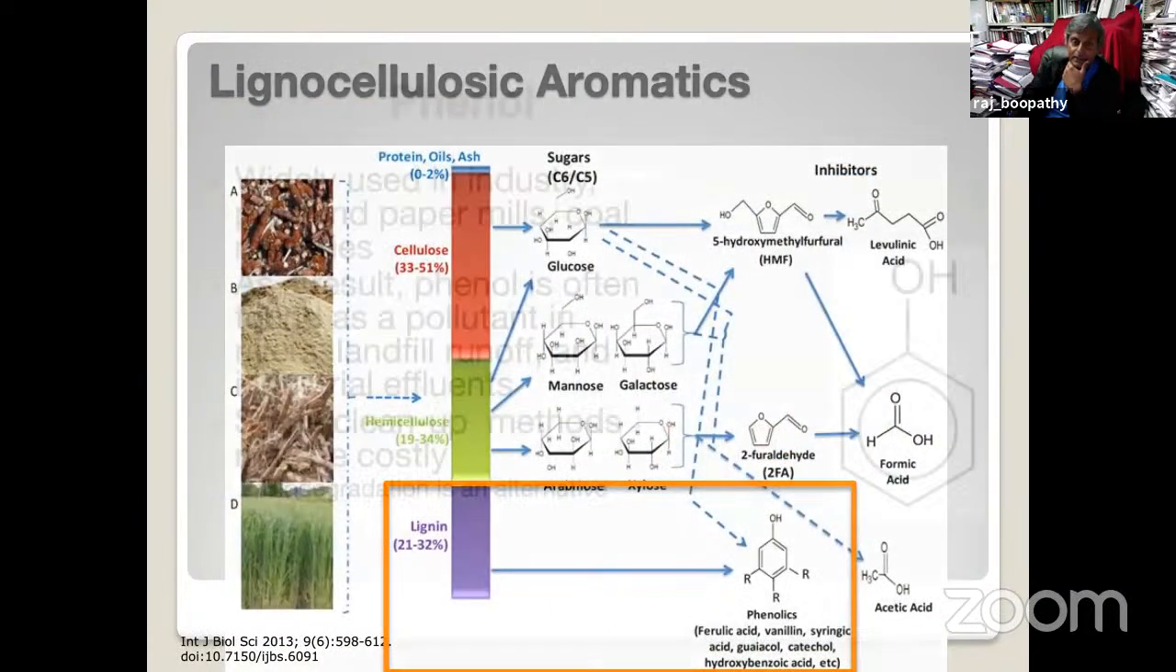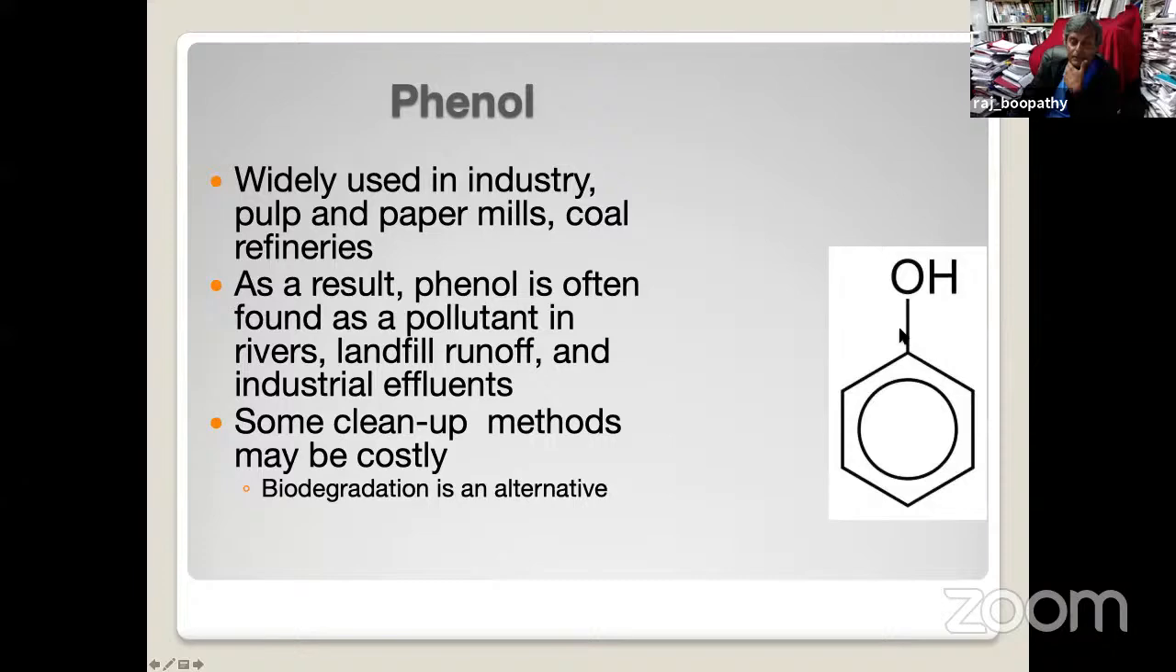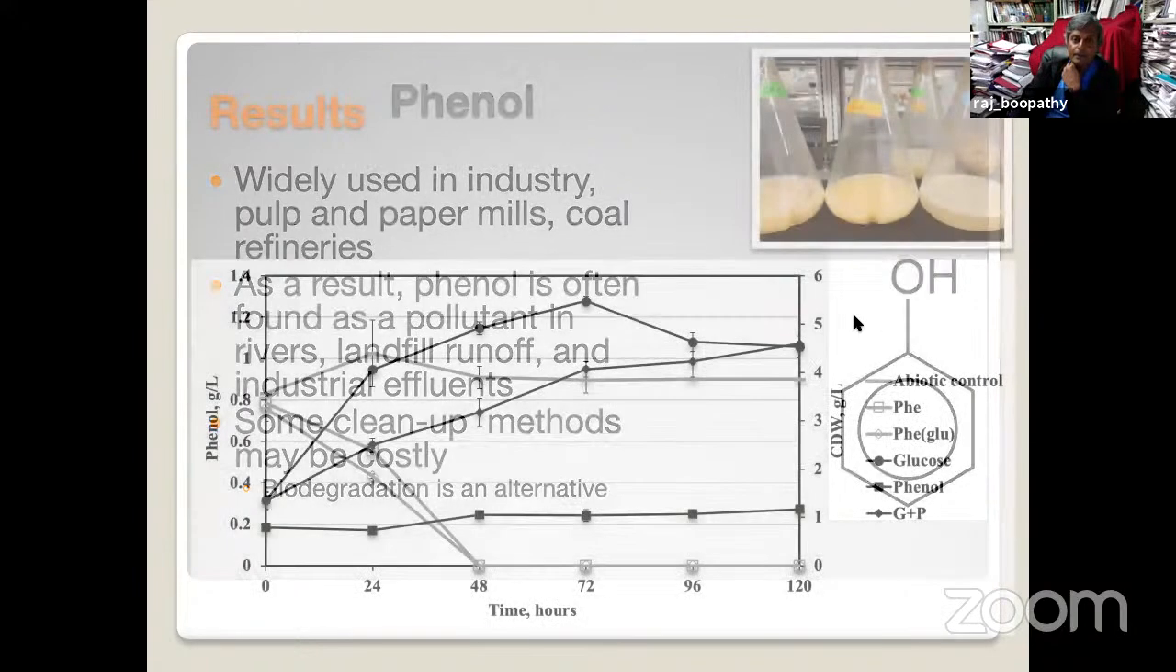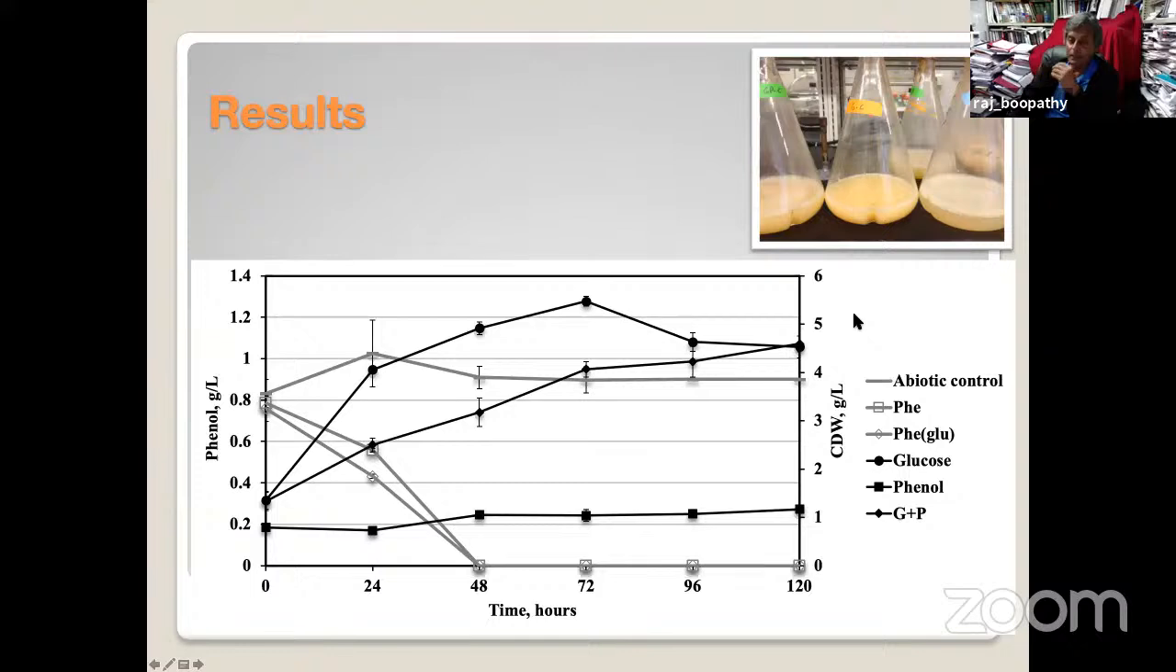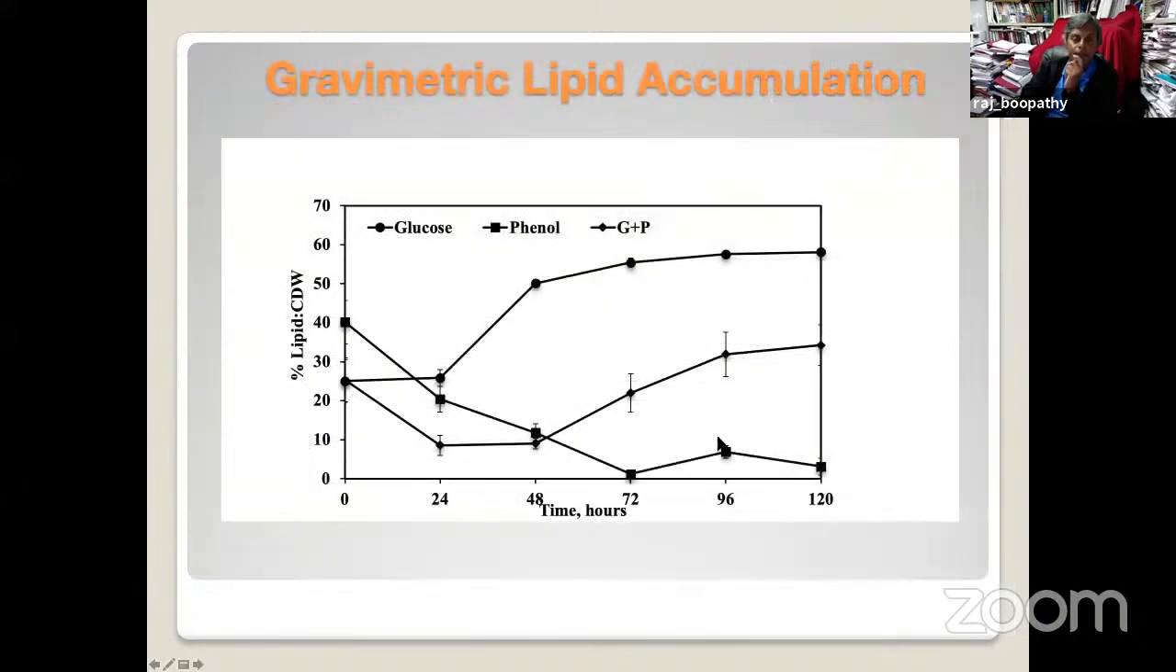So let's look at some of the phenolic compounds. When you look at phenols, a lot of different phenolic compounds come out. We are showing that phenol could be used by this organism to produce microbial lipid, but it needs a little glucose at the beginning. You combine with glucose, it does better, glucose plus phenol. Phenol alone at the beginning didn't work, okay?